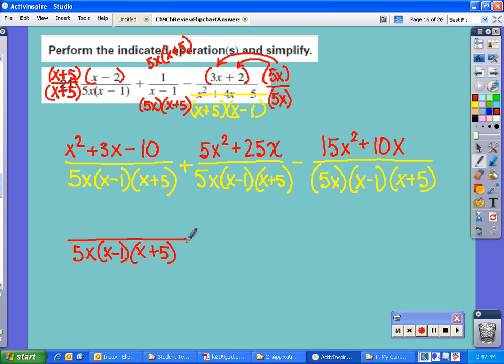Let's collect our squared terms first. We have 1x squared and 5x squared is 6x squared, but then a minus 15x squared. So that looks like negative 9x squared. Next, we'll look at x terms, or the linear terms. We get 3x plus 25x is 28x minus 10x is 18x. And last, the constant terms, it looks like we just have a minus 10.